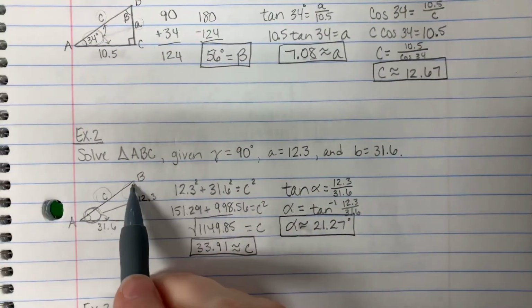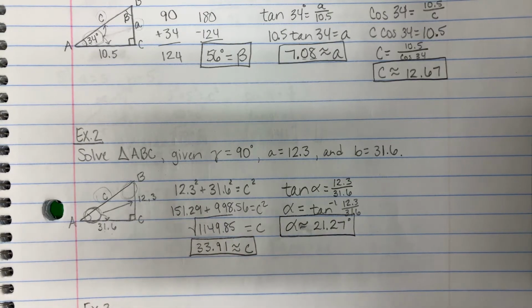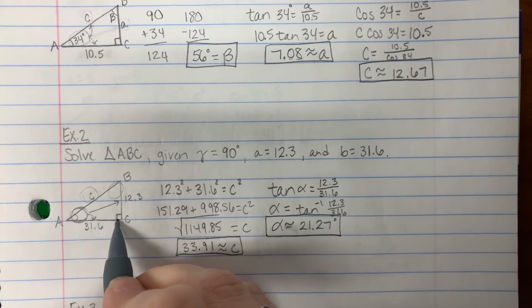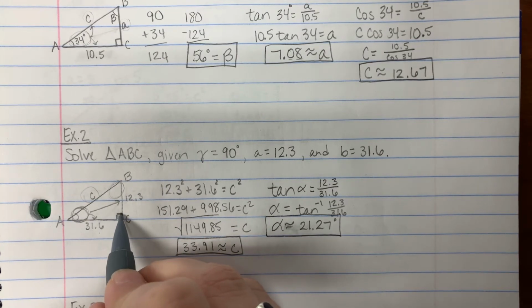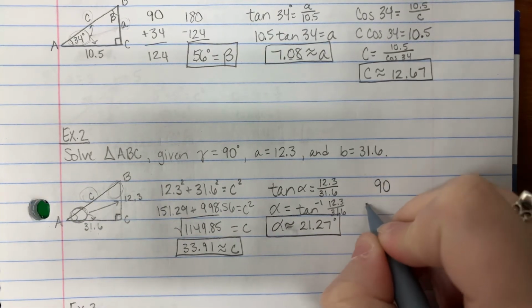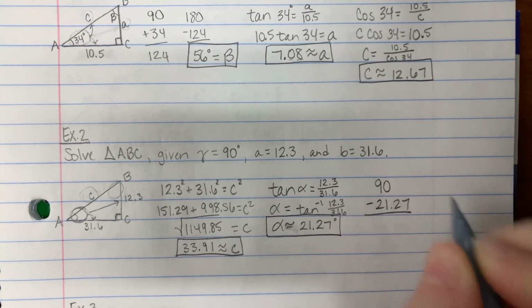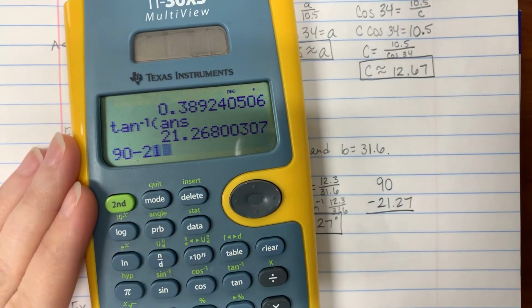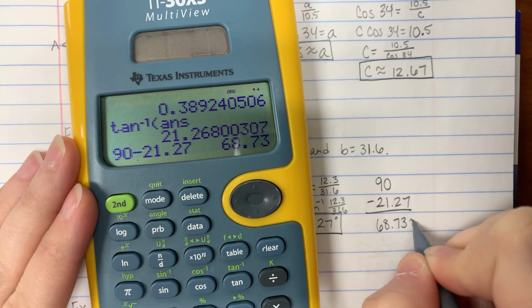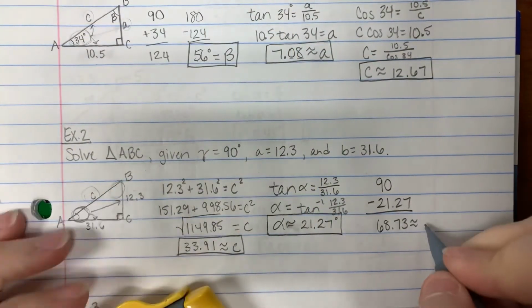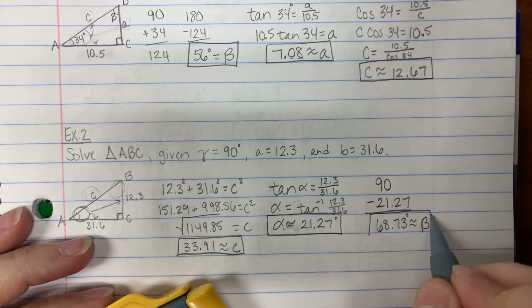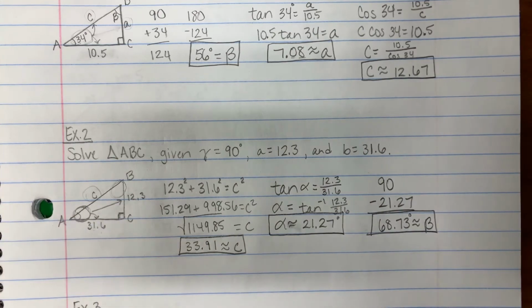All right, my other one, so I've got to find this angle right here. At that point, I would just use that they add up to 180, right? So 180, I'm just going to use 90 instead, since I already know this is 90. That means these two added together have to be 90. So 90 minus my 21.27 is about 68.73. That would be about my beta angle. Again, that's approximate because we rounded that last one, but that's fairly close there.